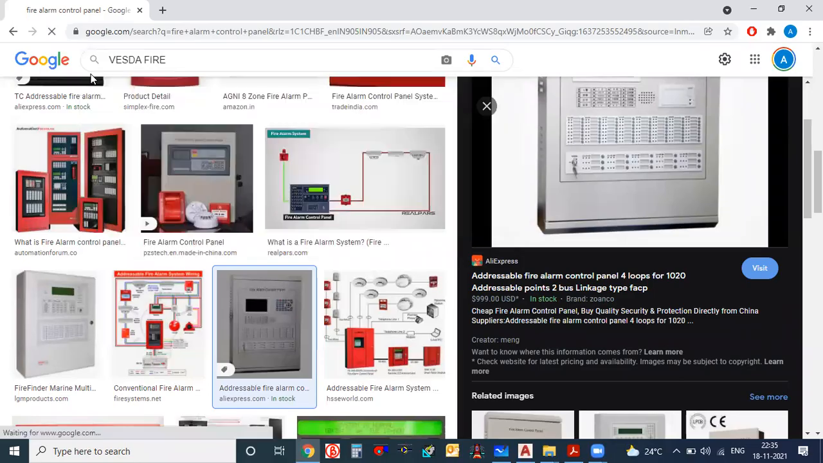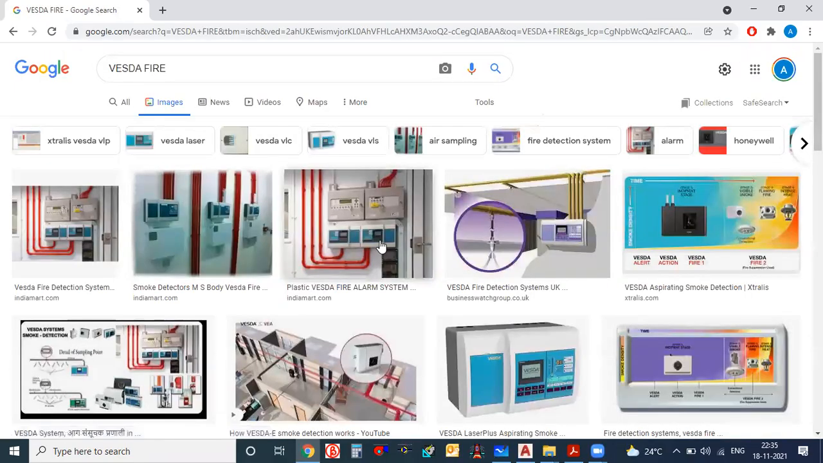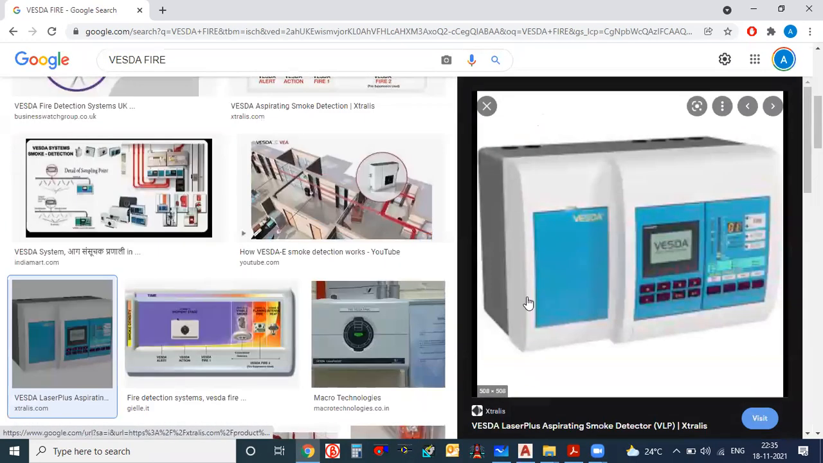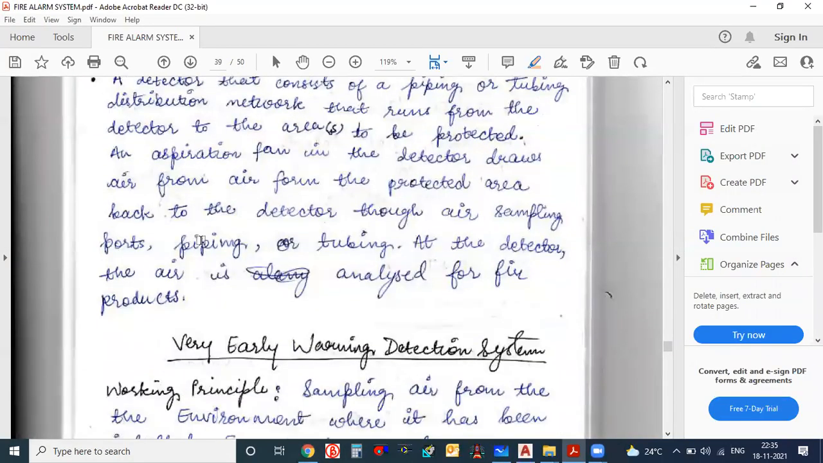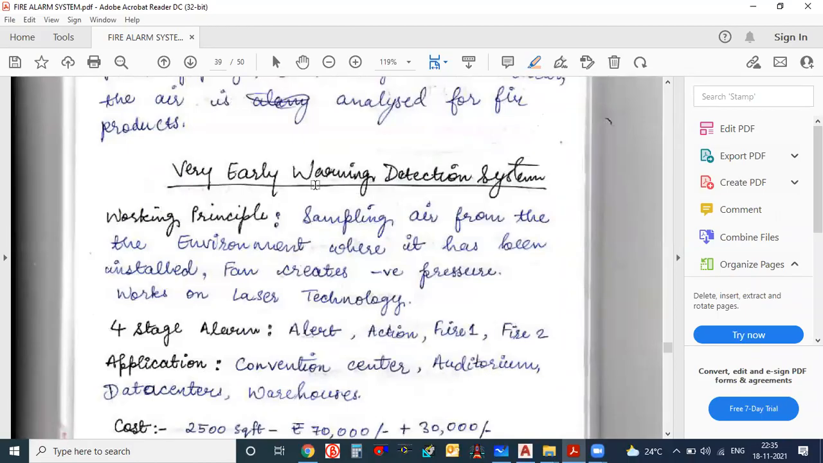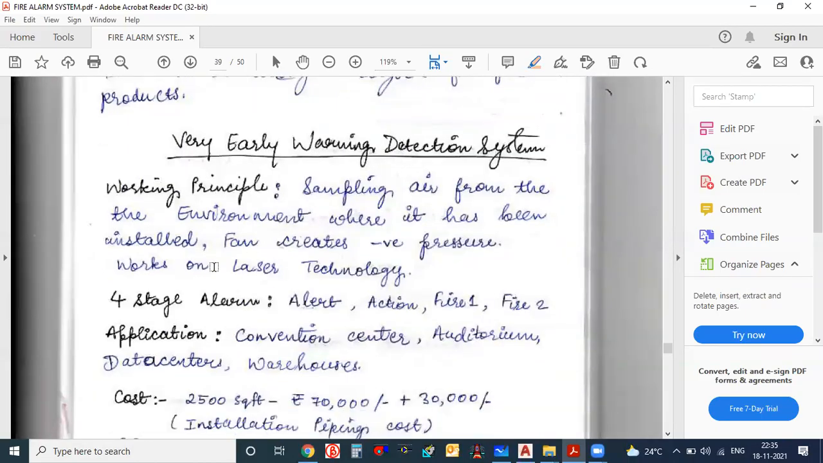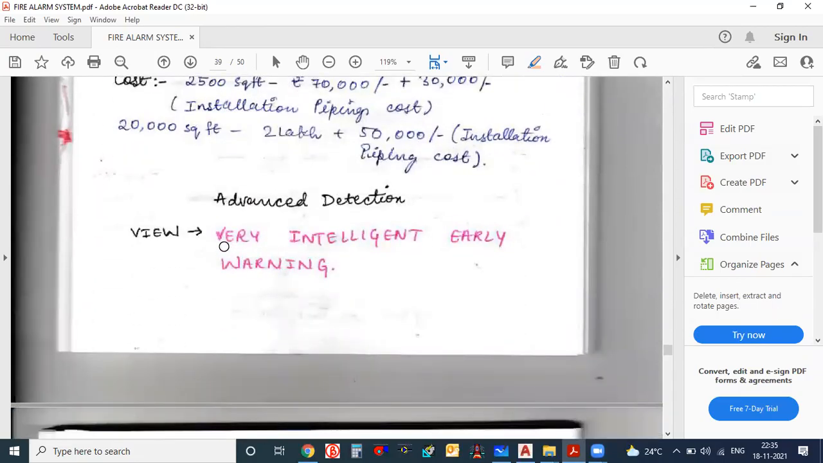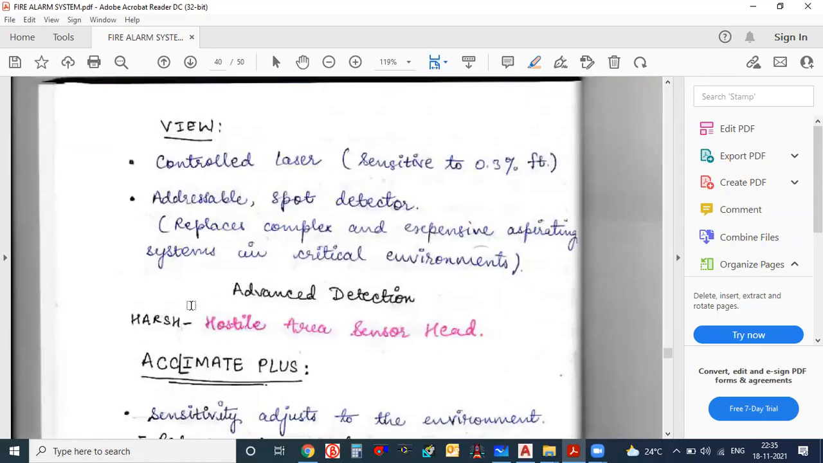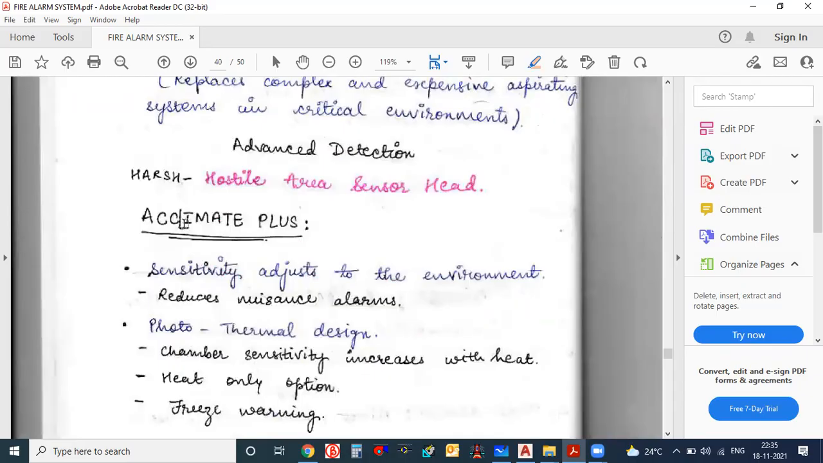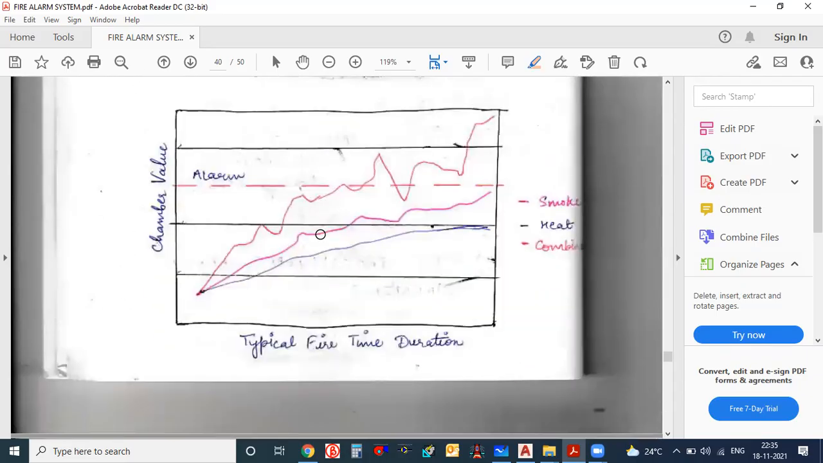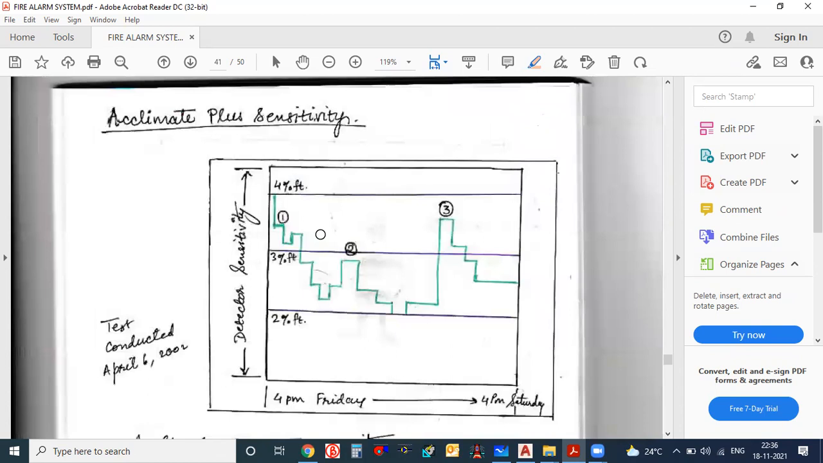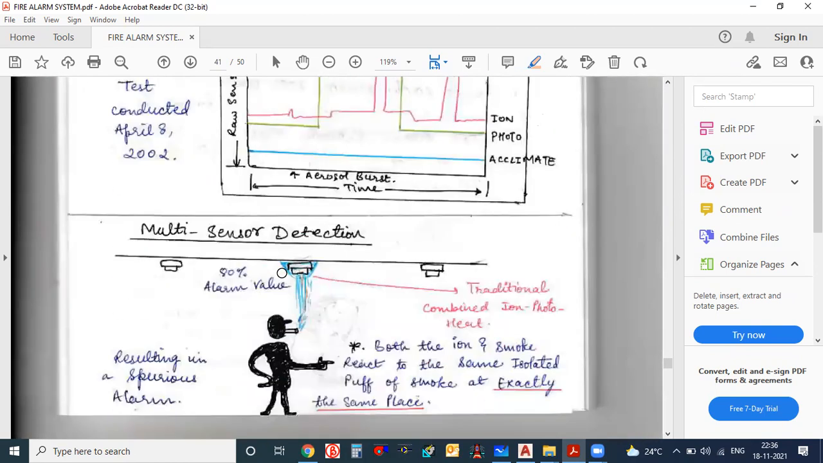VESDA fire alarm system. If you see, it looks like this one actually. This one is also a VESDA system. So this is also a new system. Very early warning detection system. Some costing is written here in Indian rupees. Very intelligent early warning, harsh hostile area sensor head, Acclimate Plus. These are some of the latest advanced technology systems given here.